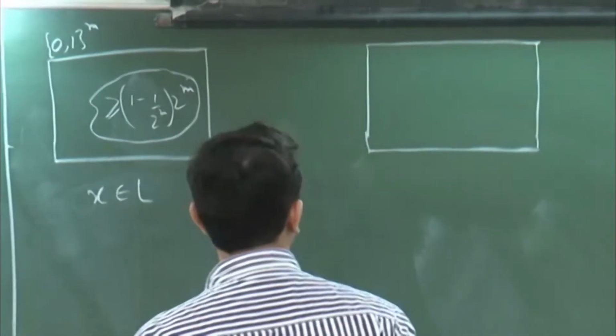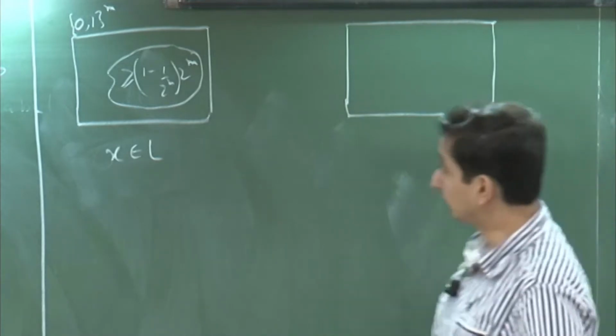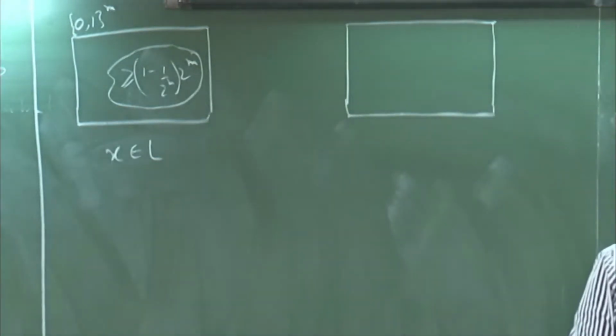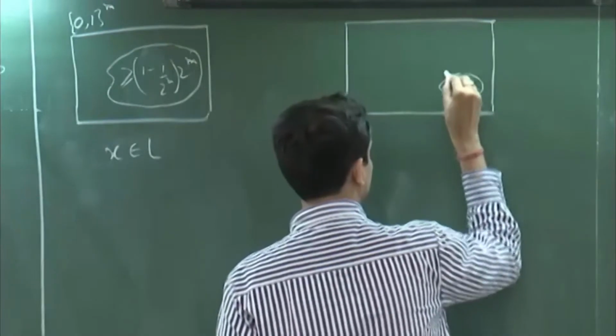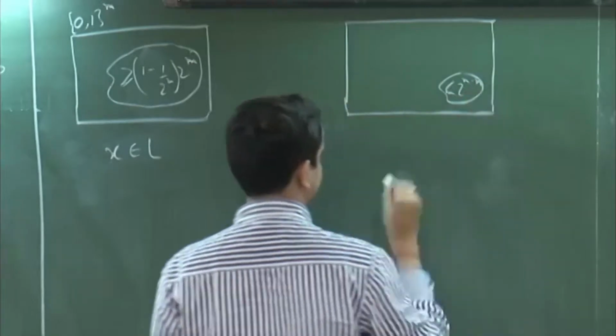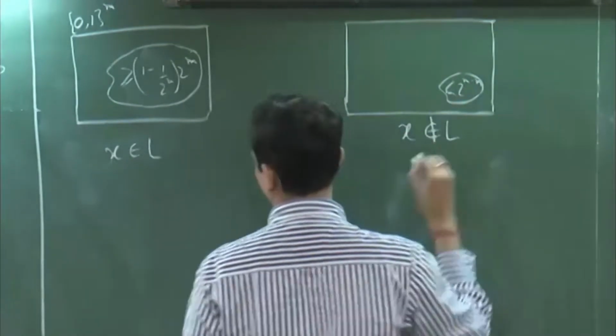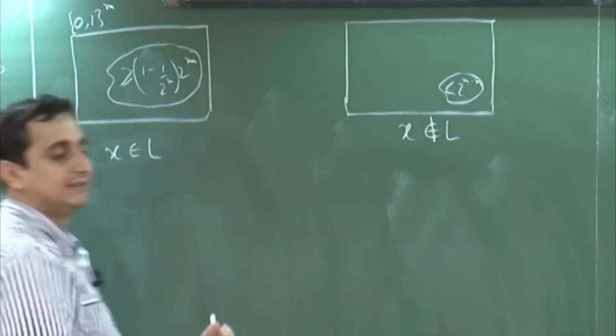On the other hand, suppose you have an instance which is not in the language, then how many strings will make M accept? It is less than some small fraction, smaller than 2^(m minus n), for x not in L. So the idea is to basically distinguish between these two cases.